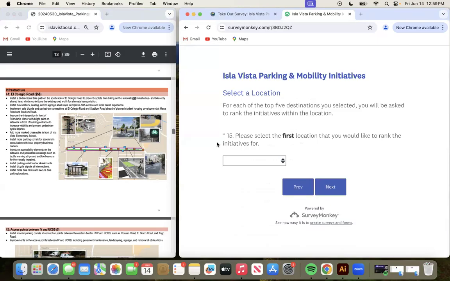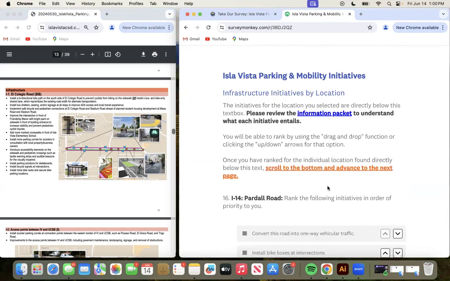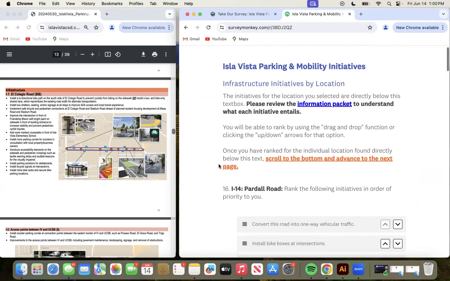So as I mentioned before, you'll now be answering more in-depth questions about the top 5 locations that you selected in the previous question. So let's just start with the first one, Pardal Road. You can pick any of them because it will just guide you on to the next one after, but let's just start with the first one for the sake of the tutorial, which is I-14 Pardal Road. And again, I've picked arbitrary locations. Please pick the locations that are the most important to you. It might not be Pardal Road, it might be something completely different.